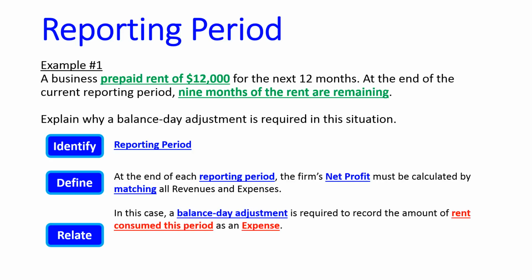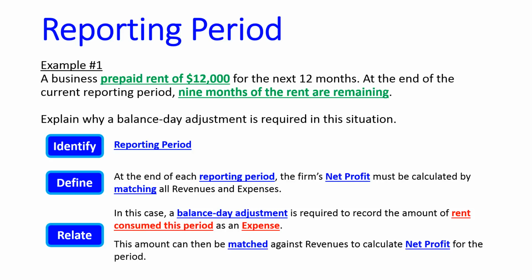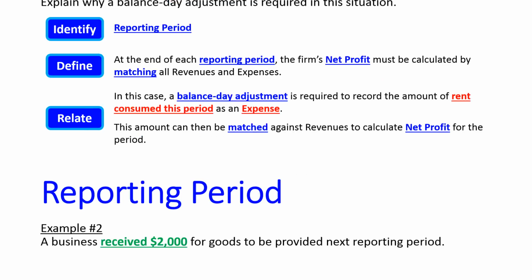Now I'm going to relate it and say in this case we need a balance day adjustment to record the amount of the rent that's being consumed this period, and that is going to be called an expense. Well, what's that got to do with the reporting period principle? Comes down to that word matching. What I'm now going to do with that expense is match it against all my revenues in order to calculate net profit for this period.